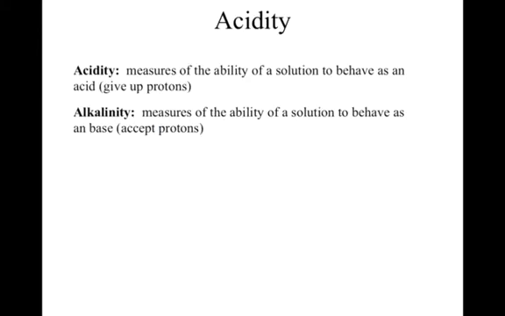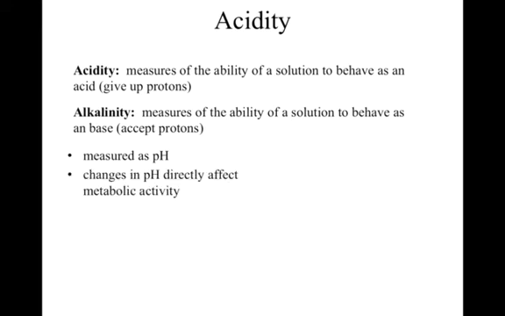So that's salt. I said the next one we're going to talk about is acidity. And acidity measures the ability of a solution to behave as an acid or give up protons. And the opposite is alkalinity, which measures the ability of a solution to behave as a base or accept protons. We typically measure acidity as pH. You can do that with a pH meter, with litmus paper if you're old school. And changes in pH are important because they actually directly affect metabolic activity. They affect sort of the living processes of the cells.